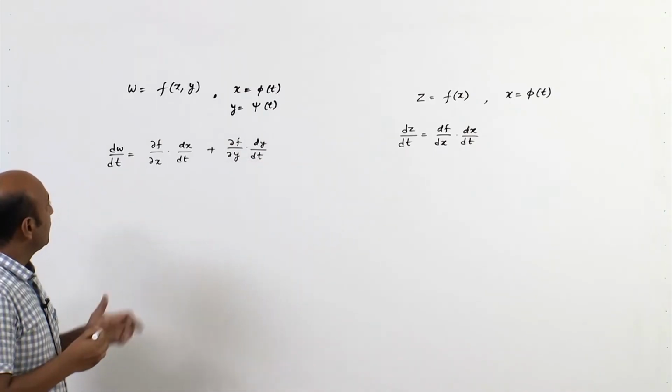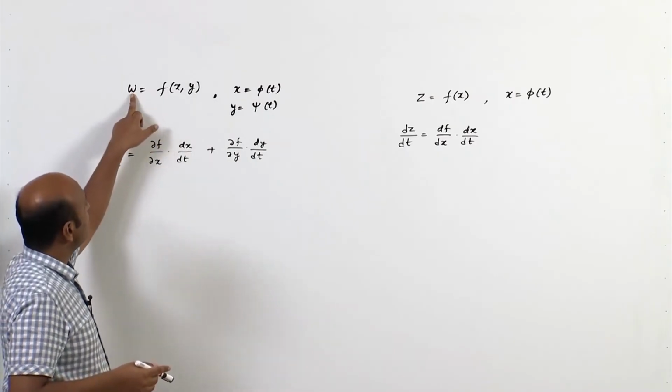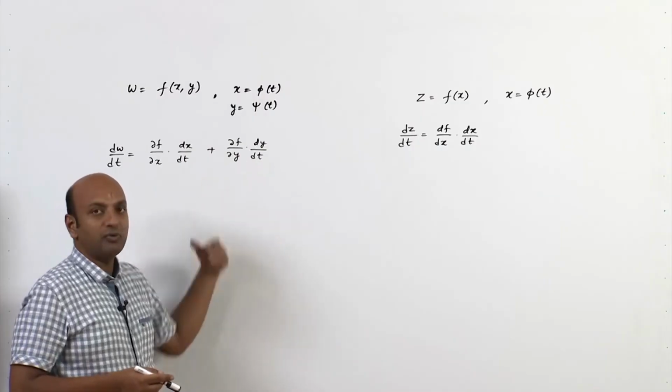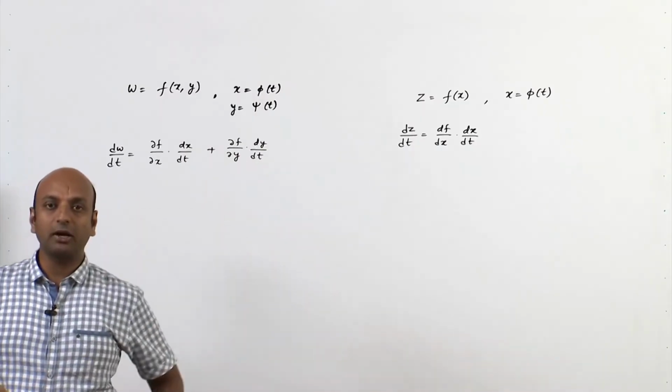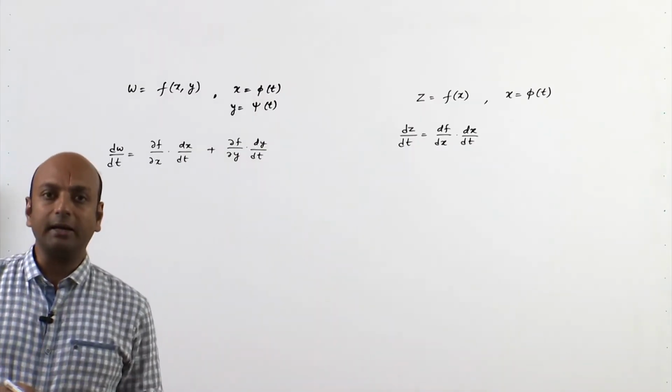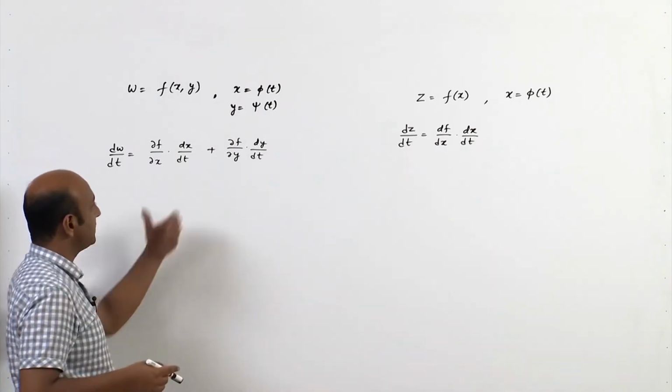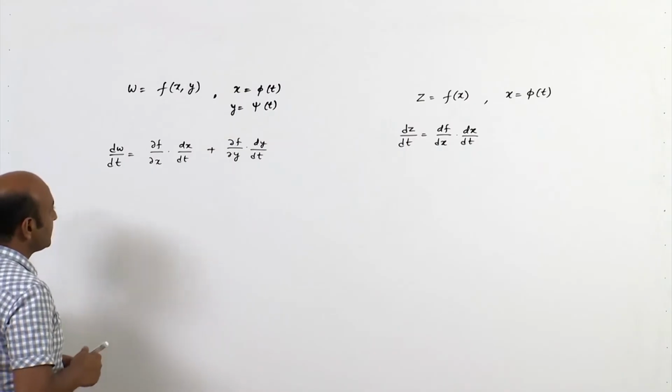Because f is a function of x and y, and both are functions of t, by the chain rule we have this expression to calculate dw by dt. Now what is the proof of this chain rule? How are we obtaining this? The proof is quite simple.